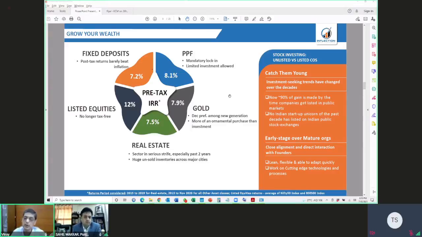So what do you do if you have more money? Would you go to gold? Would you go to fixed deposits? Would you go to listed equities? Gold between 2012 to 2019 went nowhere, 7 years. Similarly, today, if you put money in fixed deposits, you will get an interest rate of 5%.